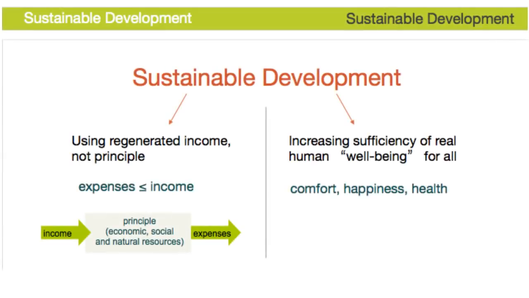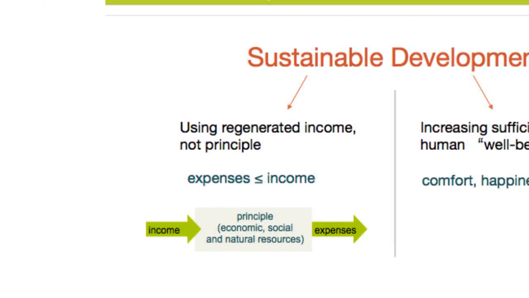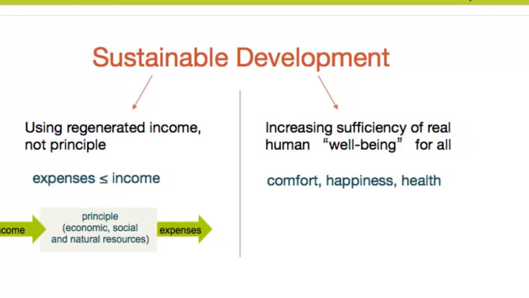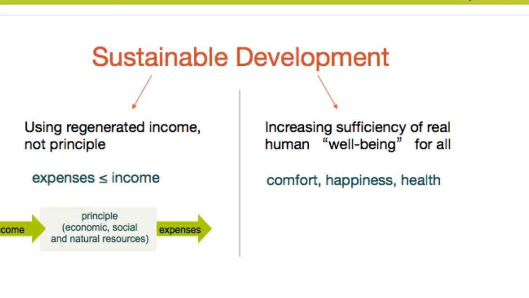Let's look at another metaphor for sustainable development. The idea depicted here is that of stocks and flows. The term sustainable means that the flow of expenses is less than the flow of income. In this scenario, the stock of resources is not depleted. The term development implies an increase in sufficiency of real human well-being for all.